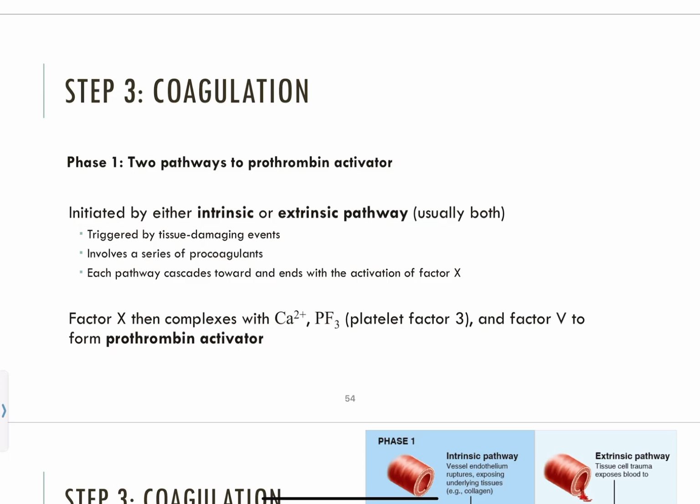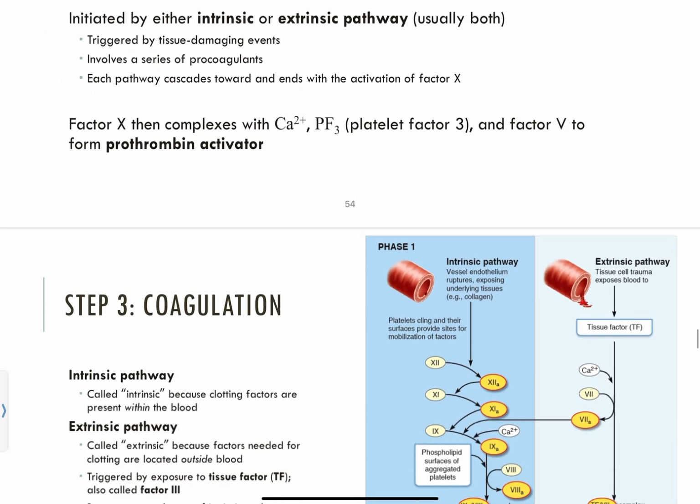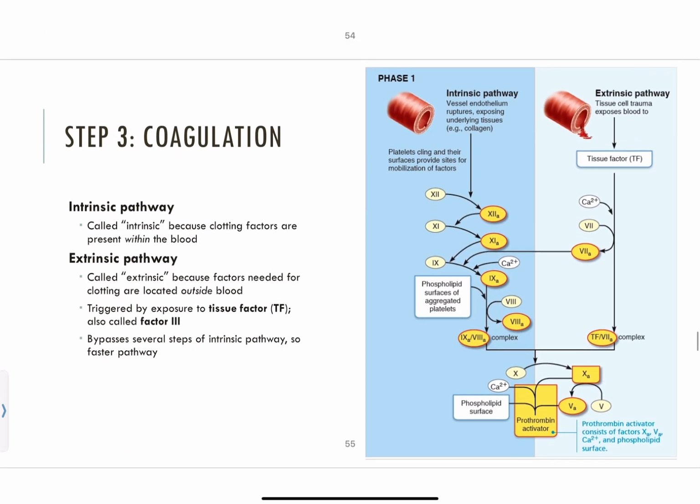When we talk about the extrinsic pathway, it means coming from outside, so the clotting factors that we need are coming from outside of the blood. But like I said, in 99% of the cases, both the intrinsic and the extrinsic pathway are going to be activated. It's not usually one or the other. So I'm just moving on to the picture, and please don't get overwhelmed by all the clotting factors shown here. The only ones that I really want you to know are the ones involved in the prothrombin activator.